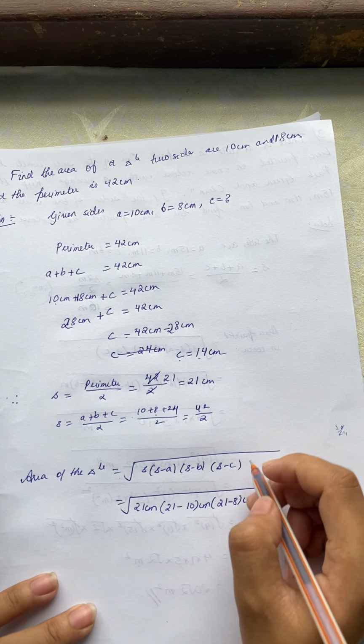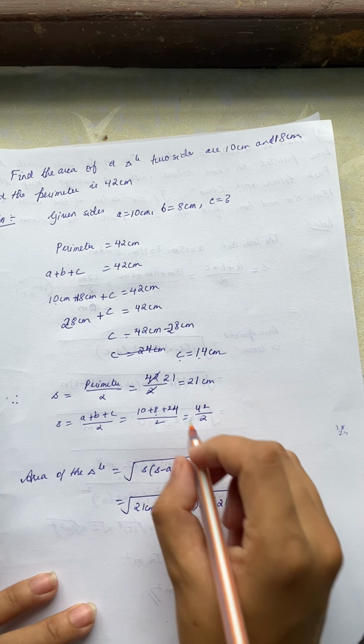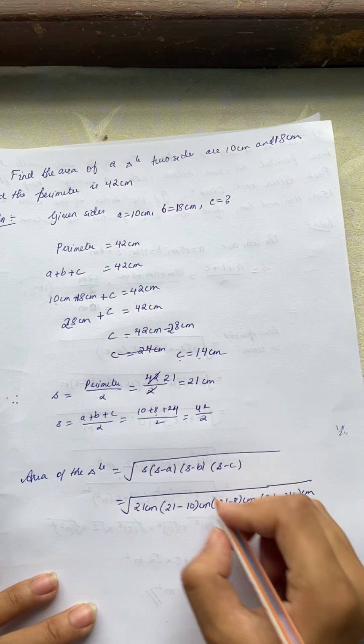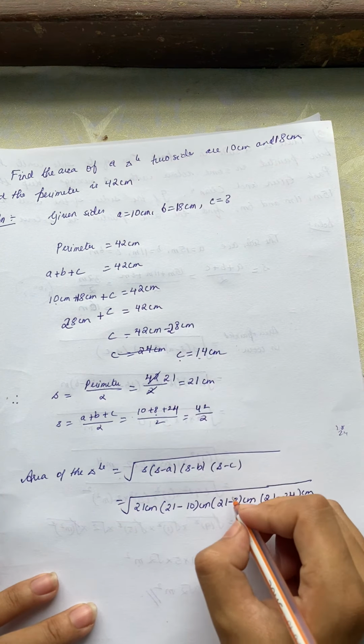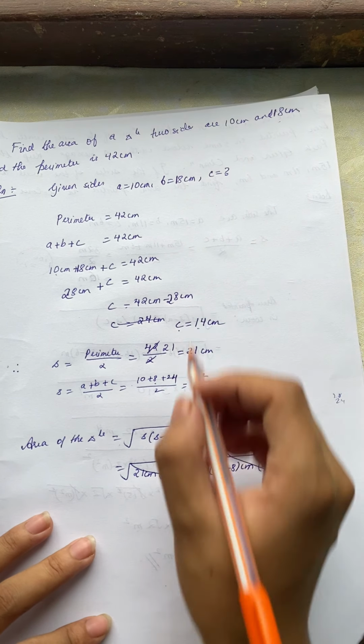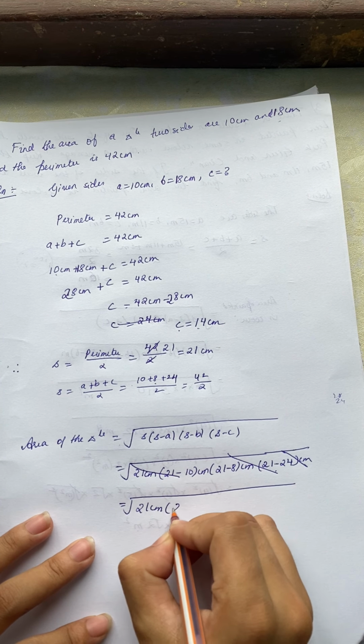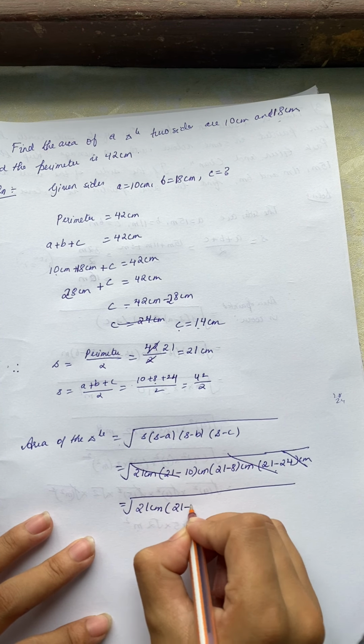But this does not change anything. B should be 18, okay? Here I made a mistake. Let me just cut this out. Okay, clear with the mistake? It's not 8, okay? It's 18. So this can be 21 centimeter, 21 minus 10 centimeter, 21 minus 18 centimeter, and 21 minus 14 centimeter. Clear with this?